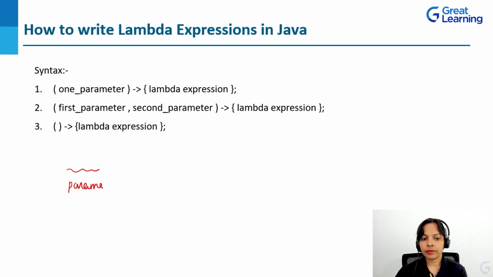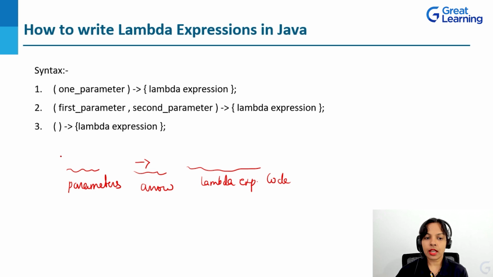So this is your parameters. Second is an arrow symbol, pointing towards the right side. This is the second part, an arrow. And the third part is the Lambda expression code, the actual Lambda expression code. The first part, that is the parameters, is included inside round brackets. This is followed by an arrow, and the last part is included inside curly brackets, ending with a semicolon. Broadly, this is the syntax being followed.